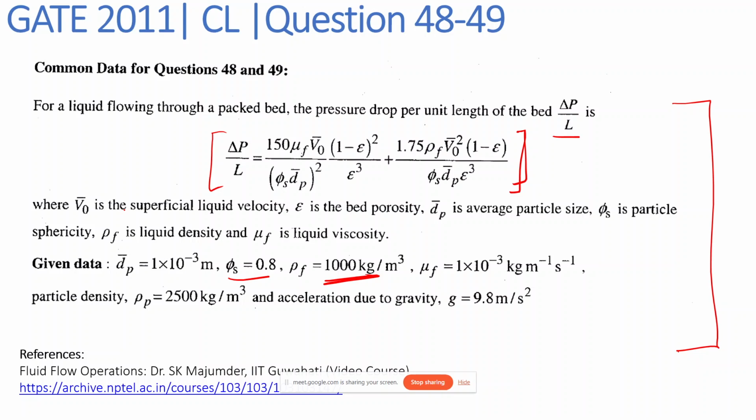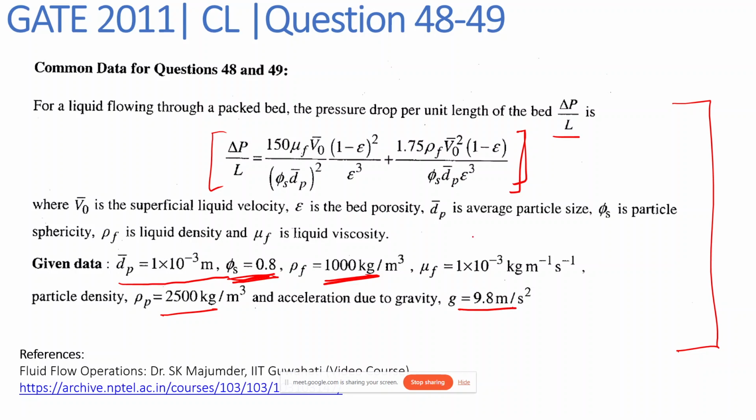Here V bar is the superficial liquid velocity, epsilon is the bed porosity, d_P is the average particle size, phi_s is the particle sphericity, rho_f is the liquid density, and mu_f is the liquid viscosity. For this system, the particle diameter is 10 raised to minus 3 meter or 1 mm. The particle sphericity is 0.8, density of fluid rho_f is 1000 kg per meter cube. The viscosity of the fluid is 1 into 10 raised to minus 3 kg per meter per second. The particle density is 2500 kg per meter cube, and acceleration due to gravity is 9.8 meter per second square.